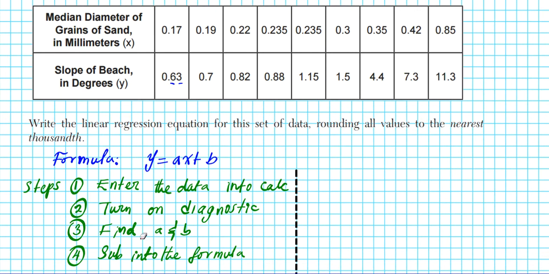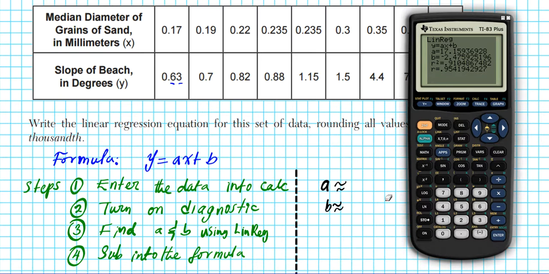Let me just add a note here for step 3. Find a and b using the linear regression function. All I need is the a and b values, using the output values that were generated from our calculator. So a is 17.159. We truncate there because the number after 9 is less than 5. So 17.159.